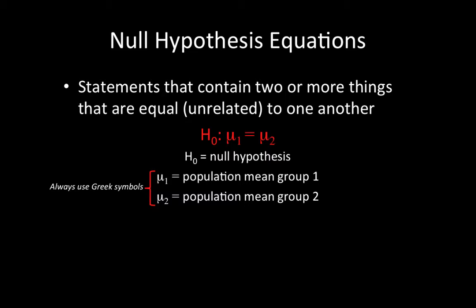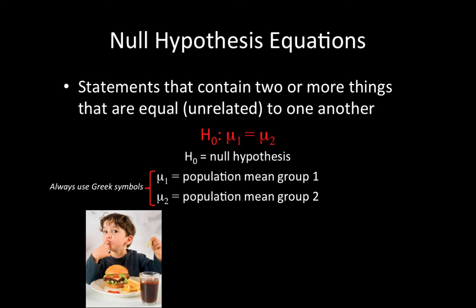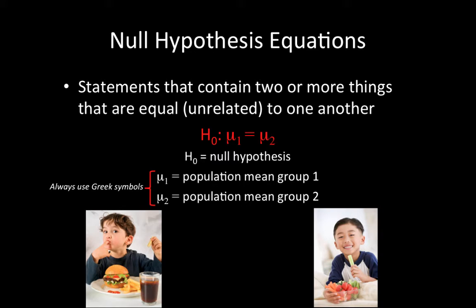So thinking about that, what would you write as your null hypothesis between children who eat fast food regularly and children who do not eat fast food regularly? How would you write out the equation, your null hypothesis equation, for this hypothesis? Well, we have our children who eat fast food, and we have children who do not eat fast food.